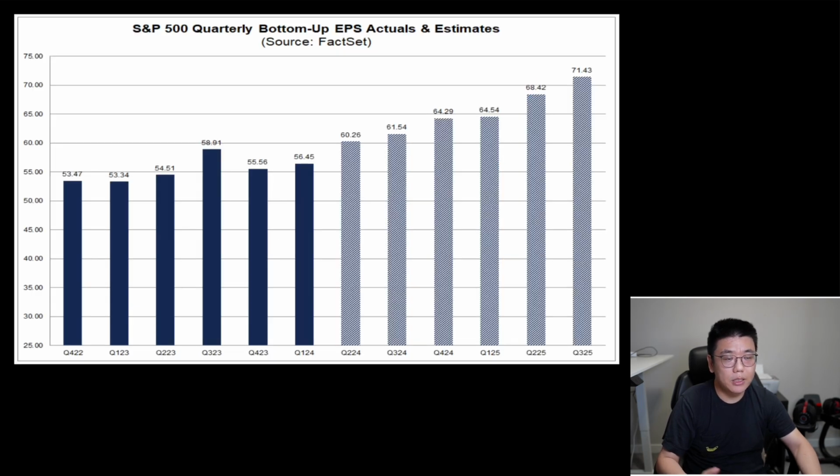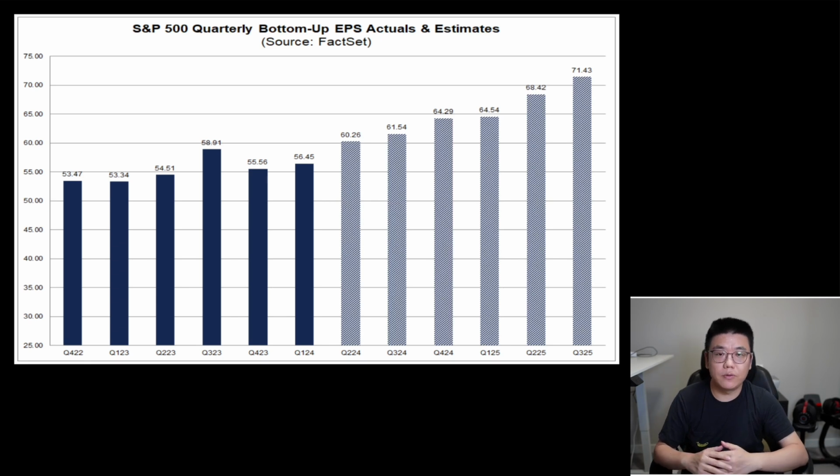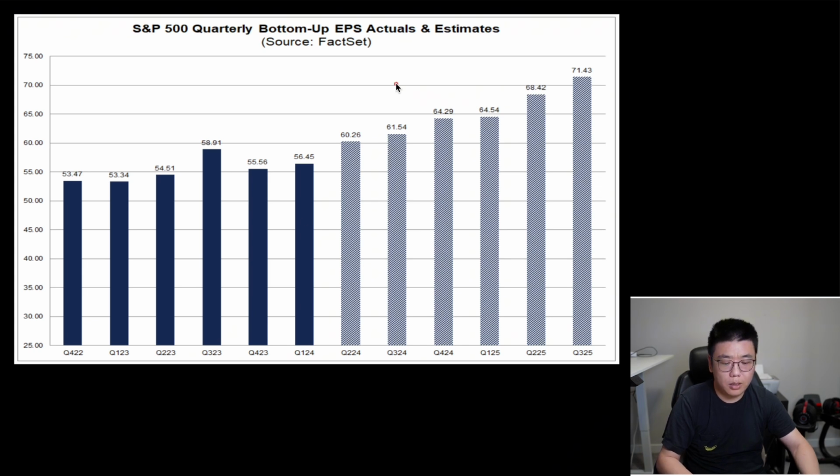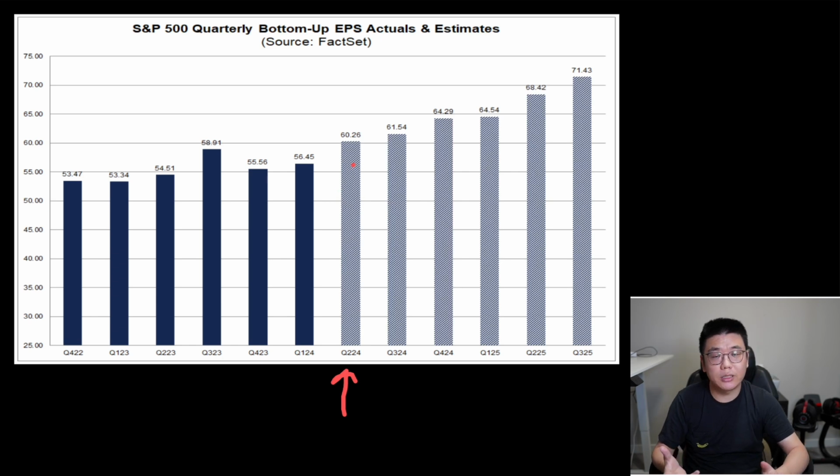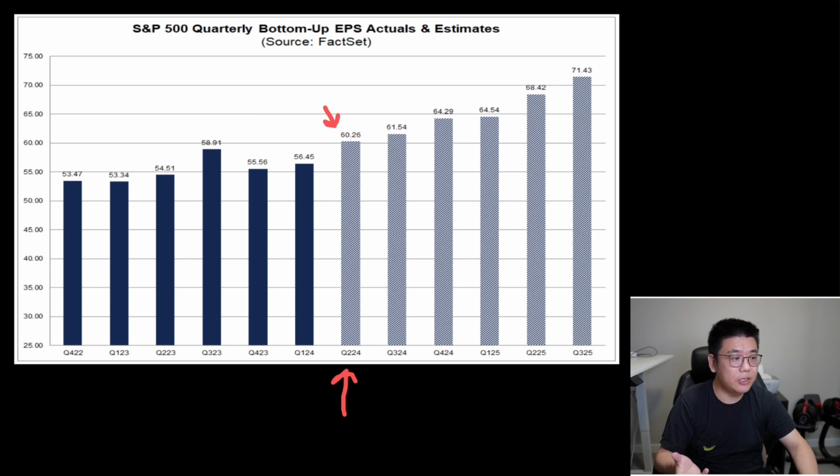And for Q2 earnings season, we're pretty much over. 93% of the companies in the S&P 500 have already reported earnings. And this quarter here is still showing a shaded bar. It's telling us that Q2 is not 100% over yet, so a portion of the EPS is being estimated, okay?